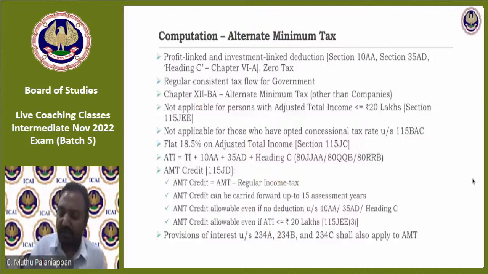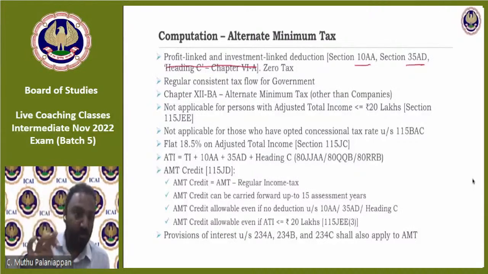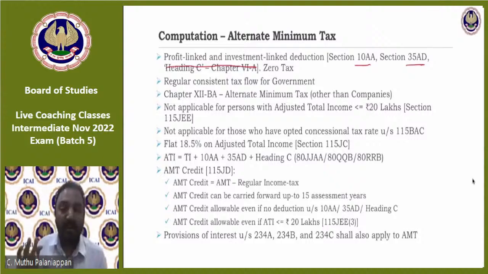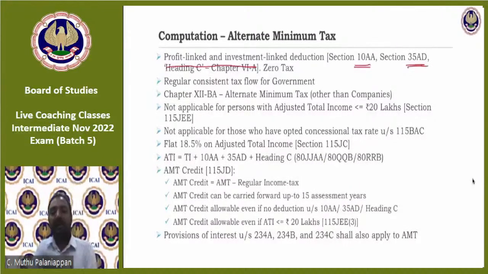We'll understand this. So the first thing we are saying is, if you have income under section 10AA, 35AD or heading C, I'll just strike this off and I'll tell you why. This heading Chapter 6A, yes, it is true. Whatever is written here is not wrong. But this heading C related deduction is applicable for you only in final. So for intermediate, what should you remember for alternate minimum tax? We should only remember deductions under section 10AA and 35AD. If you have profit-linked investment deductions under section 10AA or 35AD, basically on which there is zero tax, you are not taxed on that income.